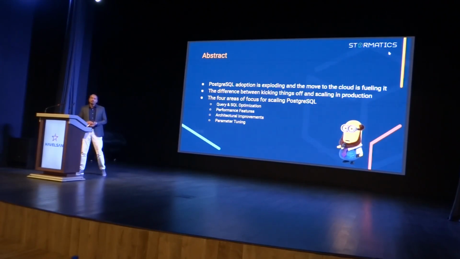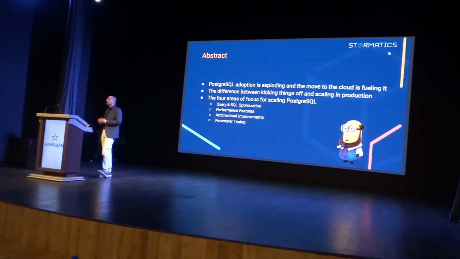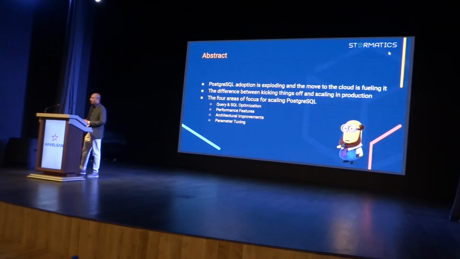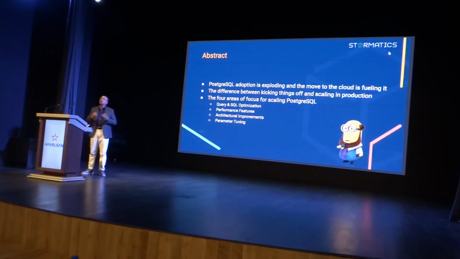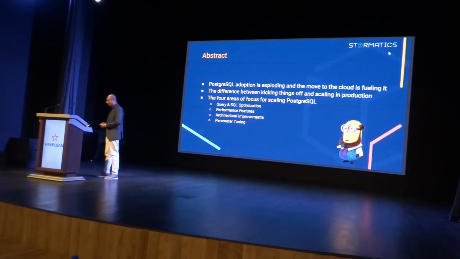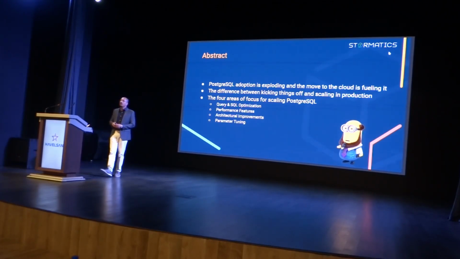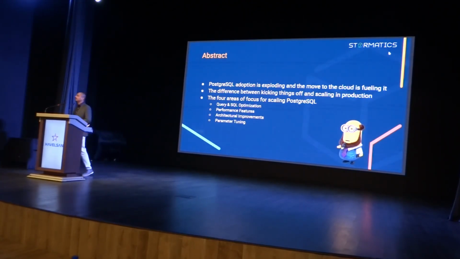Now, what we're going to do as part of this conversation is try and understand how Postgres is being adopted across the world, what the difference is between when you start off the development of a new project and when you deploy it in production, and the areas that you can focus on to ensure that your Postgres deployment can actually scale and perform as your application and as your user base scales. And there are 4 areas that we are going to touch on: query and SQL optimization, performance features, some architectural improvements, and performance tuning.